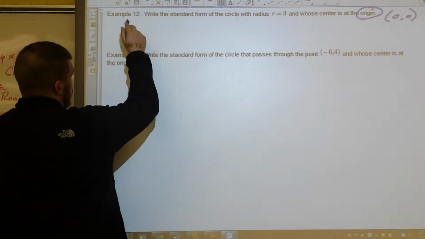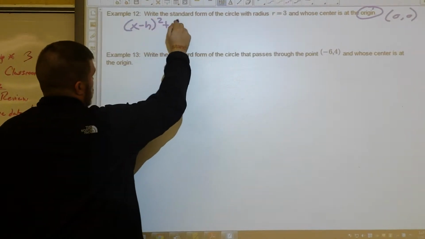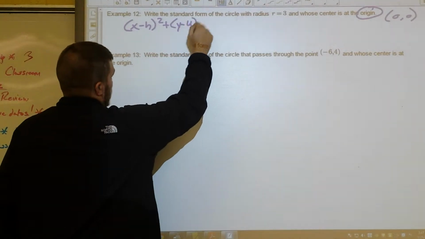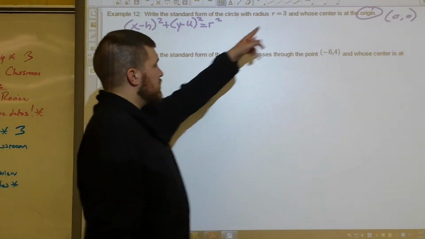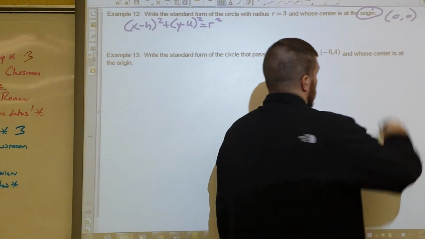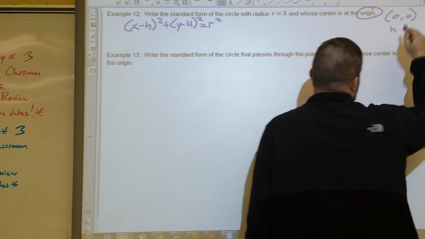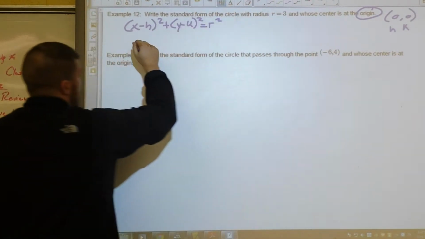And like we saw in the past video, the equation of a circle is (x minus h) squared plus (y minus k) squared equals r squared. Obviously, r is our radius. We're given that. No big deal. And since we know that the center is at the origin, we also know our h and our k. Now what we're going to do is plug in what we know.